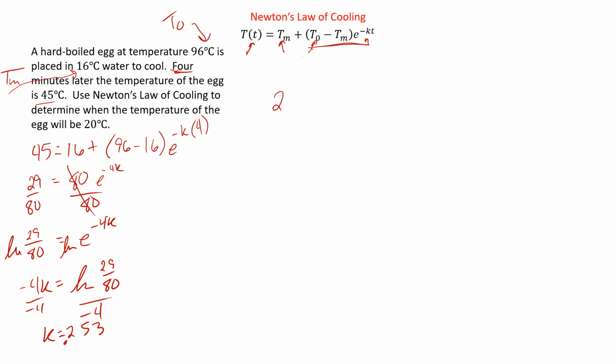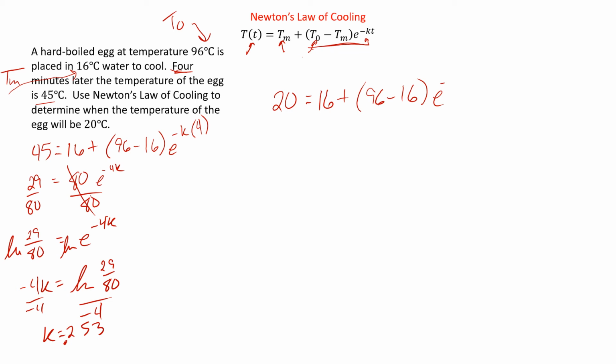So the new temperature is going to be 20 equals the surrounding temperature, which is still 16, plus we still have 96 minus 16, e to the negative k. K is that 2.253 number, and I wouldn't round that either. It's in your calculator. You can copy and paste that. You can actually save that to a value, like a variable. Then you can plug that in. You can go up to previous lines. There's all sorts of things you can do.